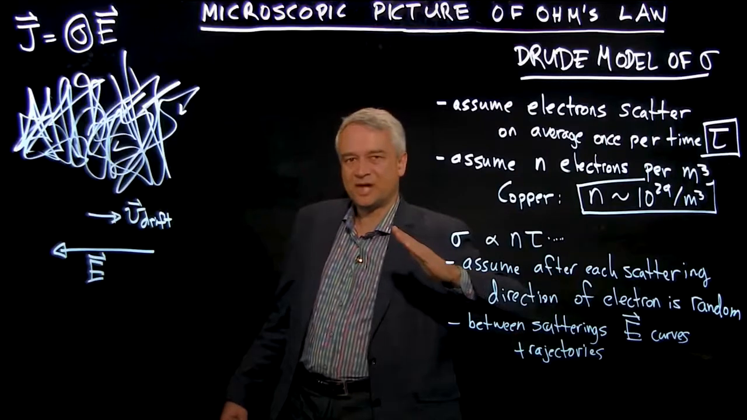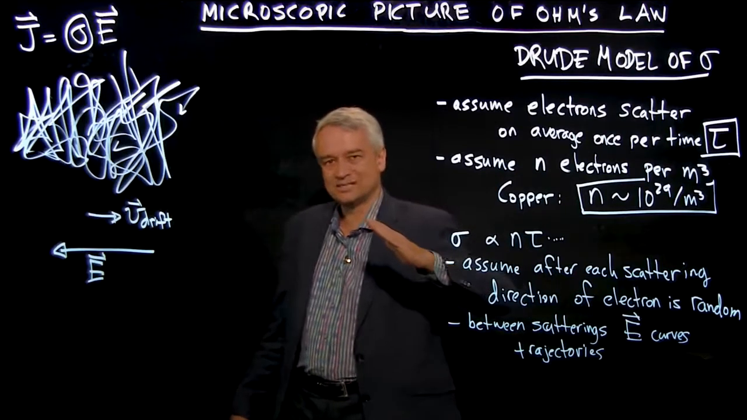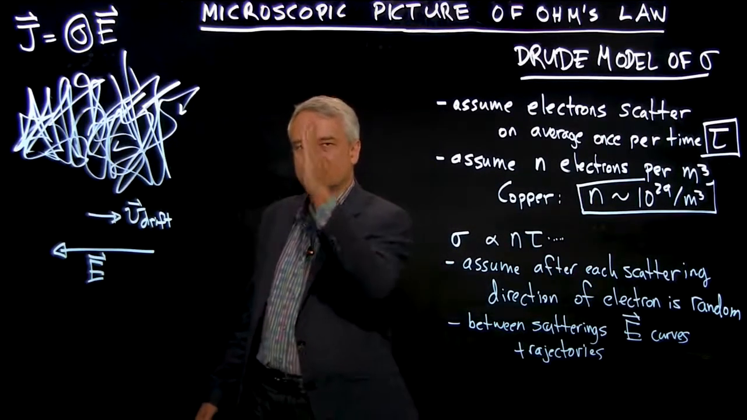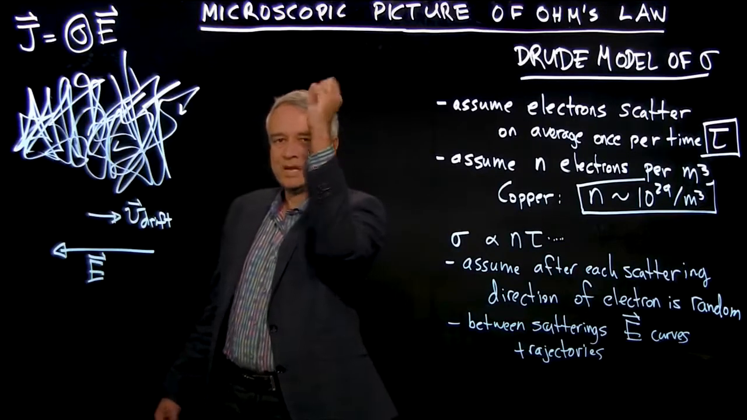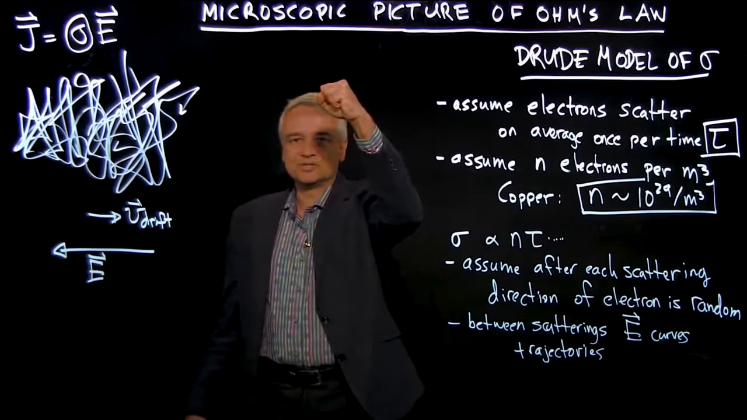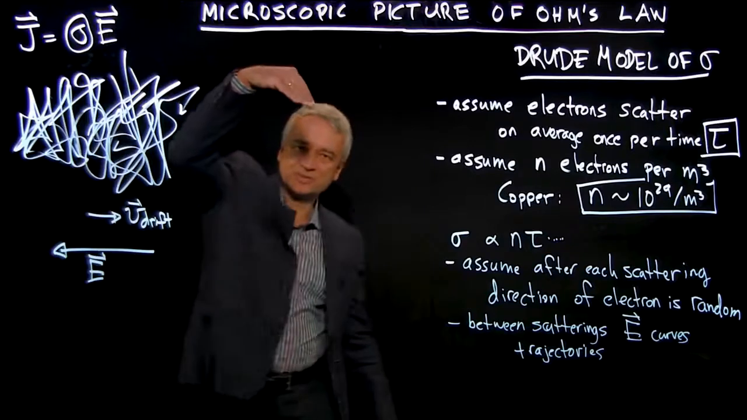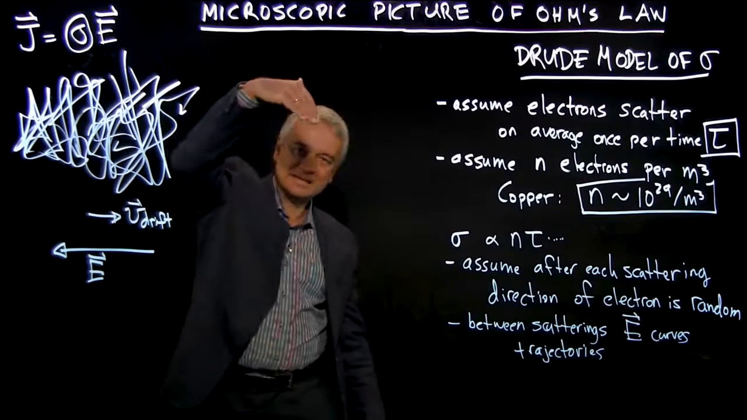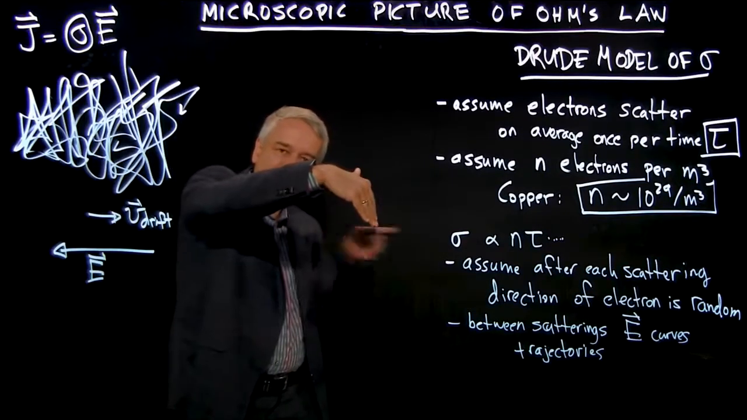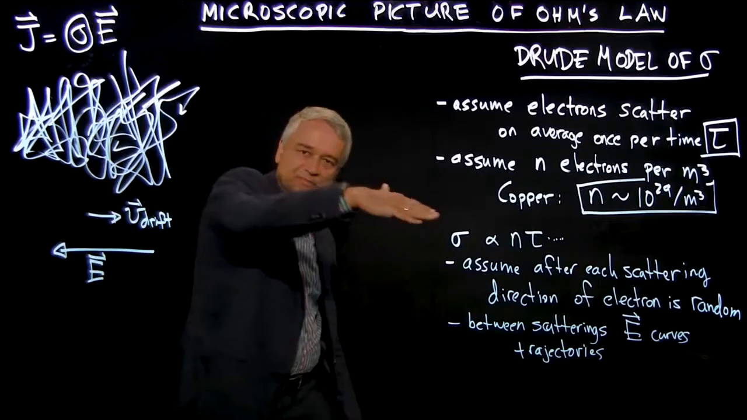So I have an electron which is flying along between one scattering and the next, and it doesn't go straight. Its trajectory gets curved like this. Then it scatters. Now it's going in some new random direction. Let's say now it's going this way. But again, it does not go straight. It's feeling an electric force pointing this way, so its trajectory curves.